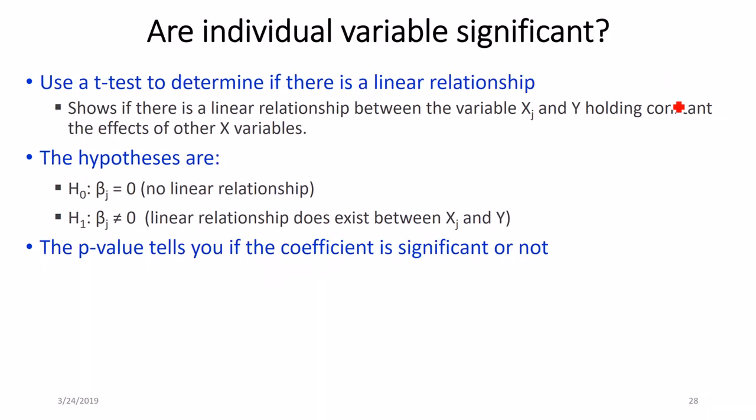The t-test is used to determine if there is a linear relationship between individual variables and y. The null hypothesis is that for the jth variable, beta j is equal to 0, meaning there is no linear relationship. The alternative hypothesis is that beta j is not equal to 0, meaning there is a linear relationship between xj and y. And the p-value tells if the coefficient is significant or not.